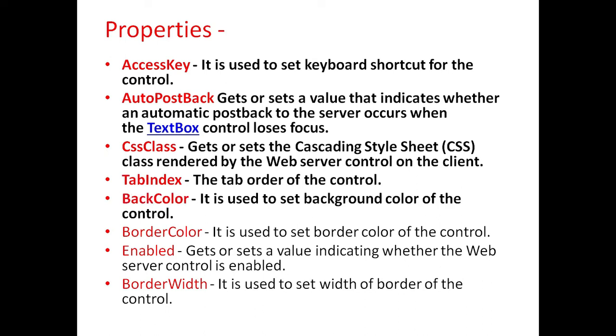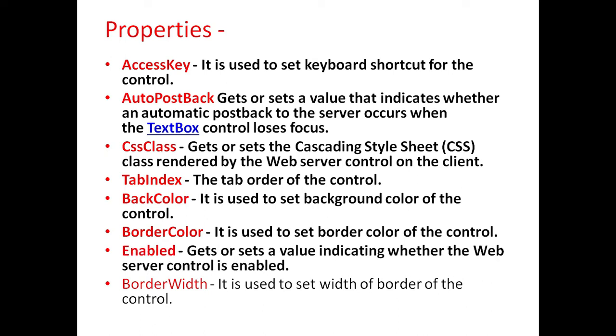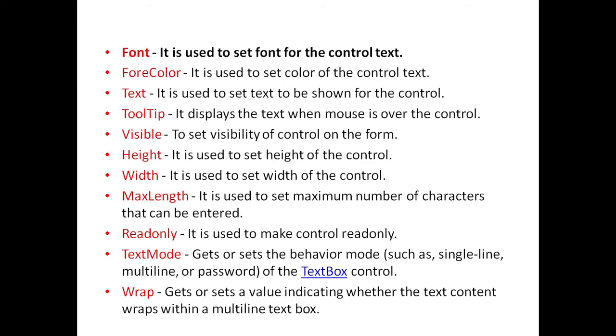Back color property is used to set the background color for the control. Border color is used to set the border color of the control. Enable property is used to get or sets a value indicating whether the web server control is enabled. Border width property is used to set the width of the border of the control. Font is used to set the font for the control text. Forecolor is used to set the color of control text.